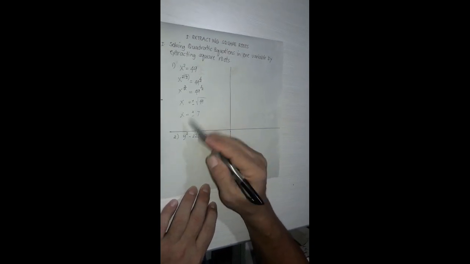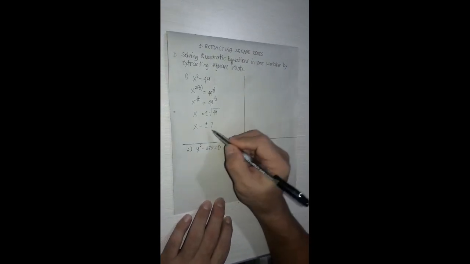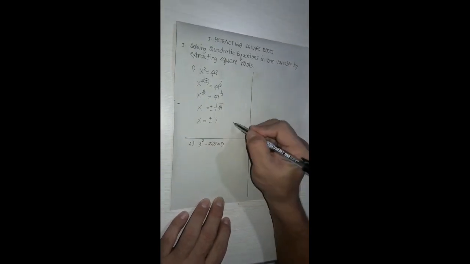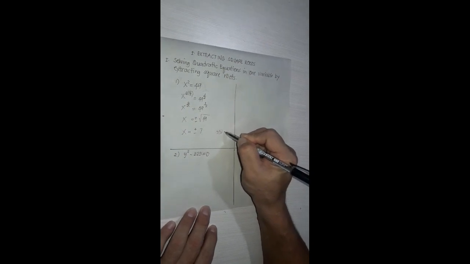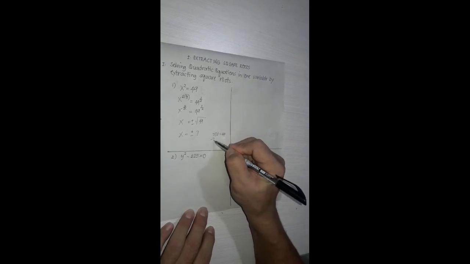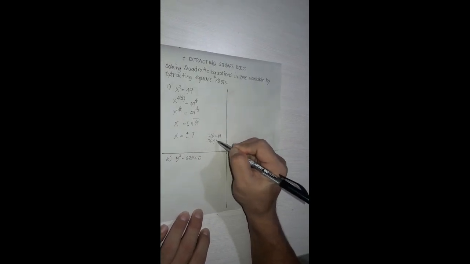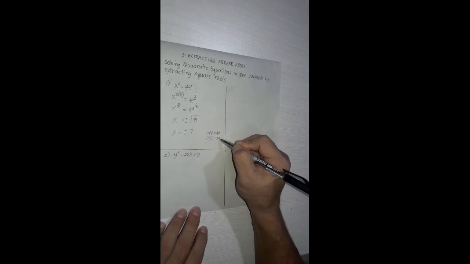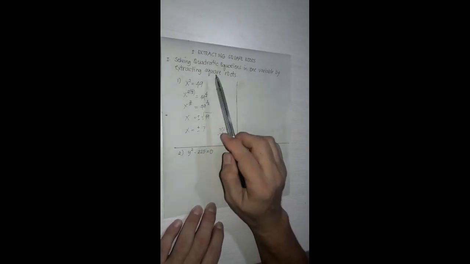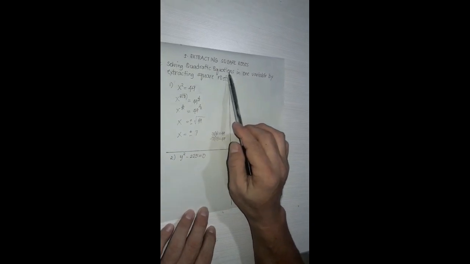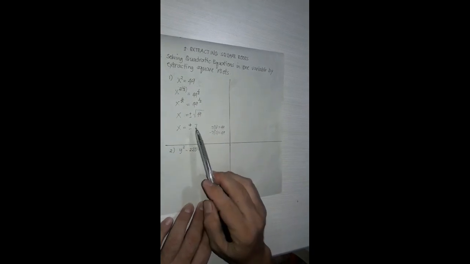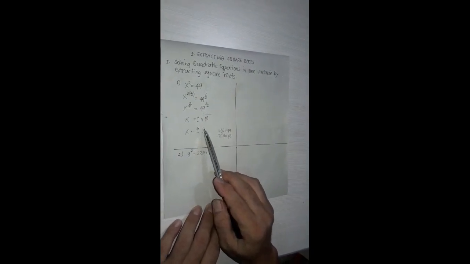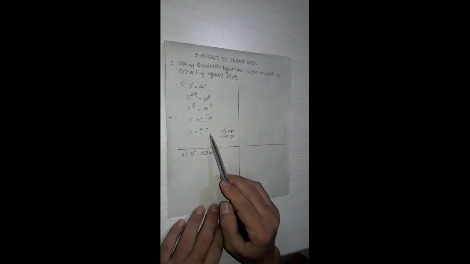The explanation here is, why is it positive 7? Because 7 times 7, positive 7 times positive 7, is positive 49. The other one is negative 7 times negative 7, which is equal to positive 49. So in other words, it is a quadratic. Once it is a quadratic equation, it has two roots. It has two solutions. One is positive 7, the other is negative 7.